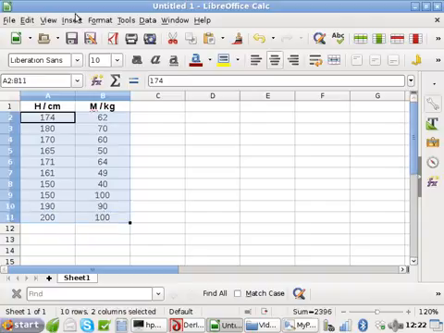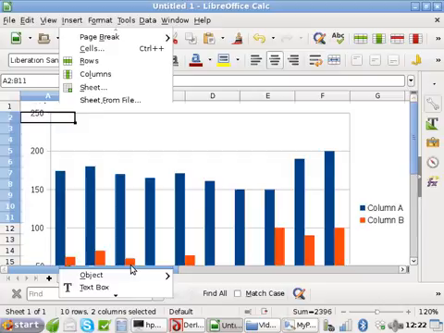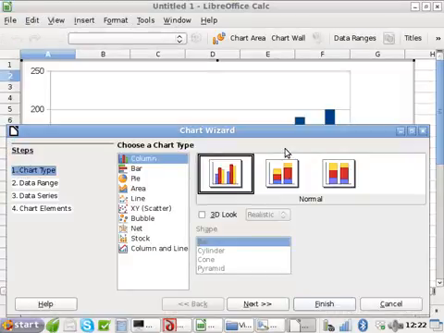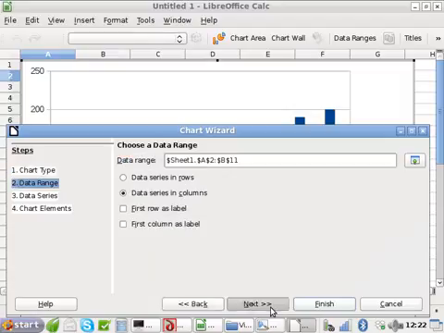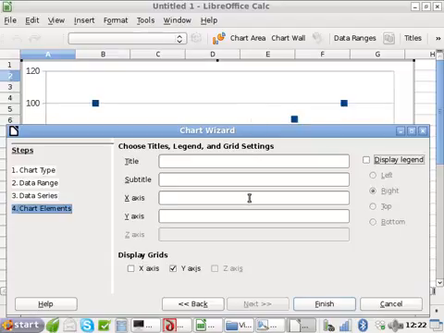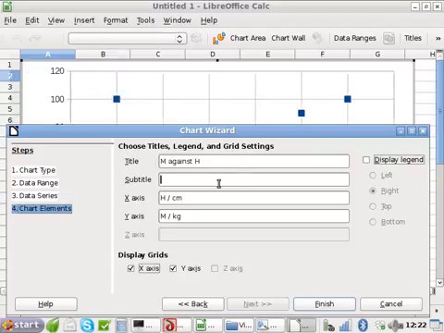So let's make the scatter plot chart. Now this will be an important part of your assignment in semester 2. So make sure you make everything clear. X is height in centimeters and Y is mass in kilograms. And the title is Mass Against Height Scatter Plot.